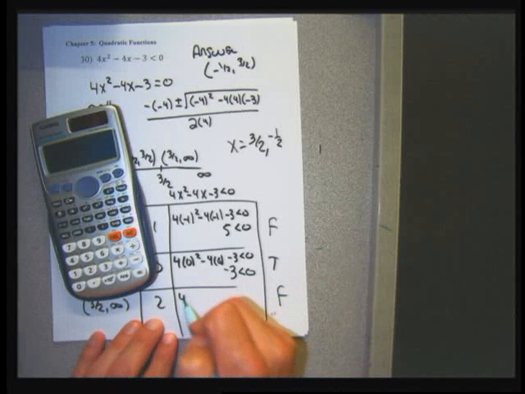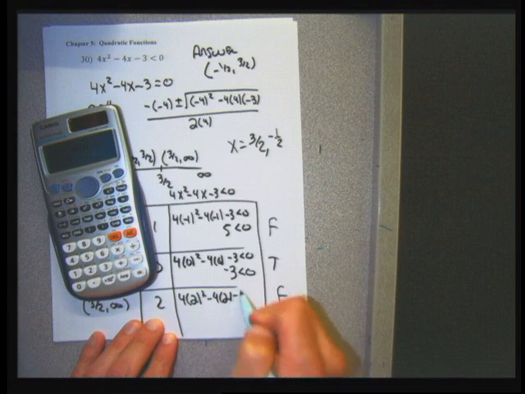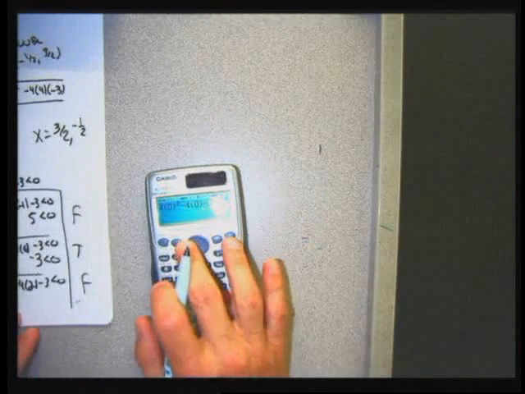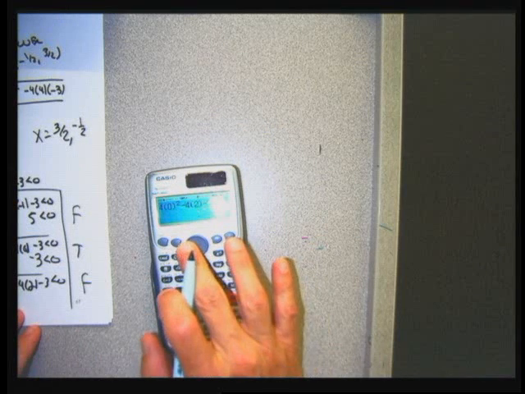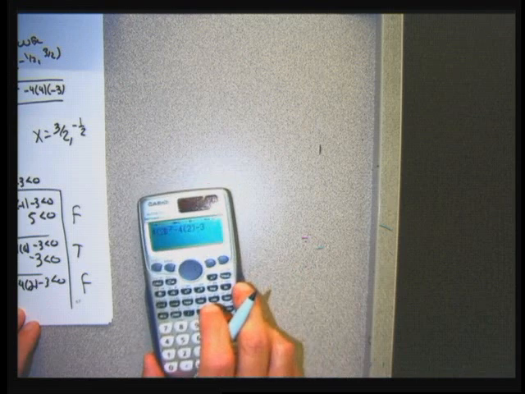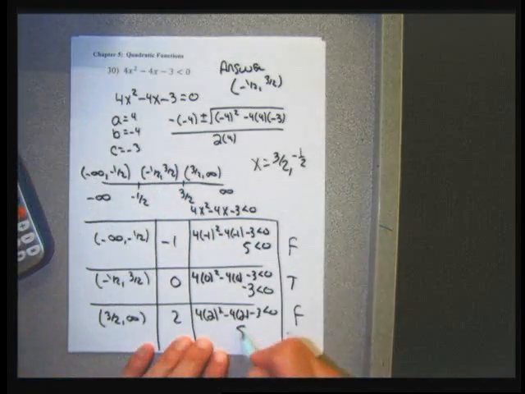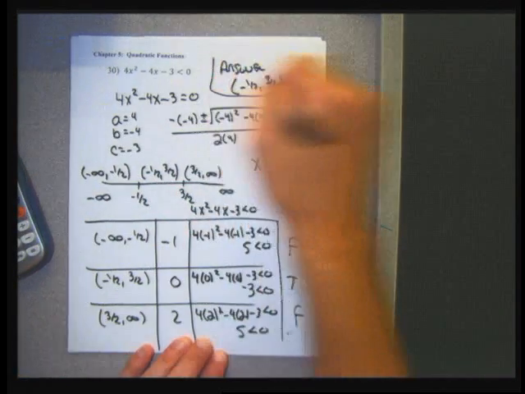And for the bottom one, I go 4 times 2 squared minus 4 times 2 minus 3 is less than 0. Easy enough to check this, so back up here, change that to a 2, change that to a 2, and you get 5 is less than 0, which is false. So my guess at my answer was perfectly right.